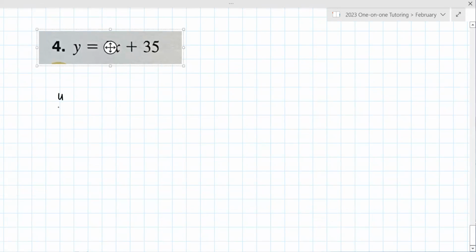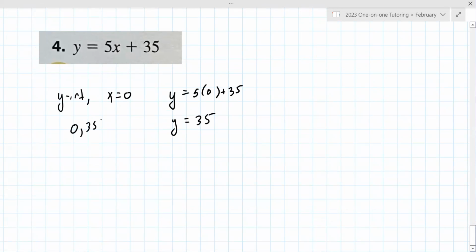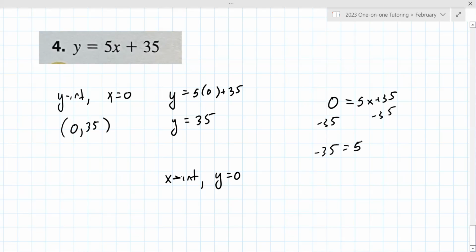If you want to find the y-intercept, you set x equal to 0. So y equals 5 times 0 plus 35, and you get y equals 35. So that's your y-intercept, sorry. If you want to find your x-intercept, you have to set y equal to 0, and this is a little more work. So we're going to set 0 equal to 5x plus 35. Subtract 35 from both sides. Divide by 5, so x equals -7. So (-7, 0) is your x-intercept. So we'll go down and look at number 12.